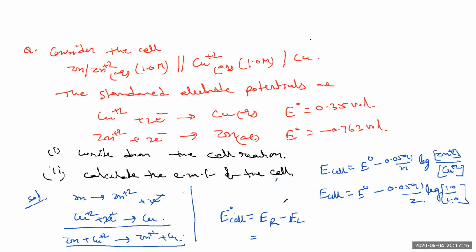Now what is the oxidation potential? Zinc. ER means reduction, and reduction means copper, that is 0.35, right? Copper. Zinc oxidation means minus; already one minus is there within the formula. So that minus of 0.763. By combining those two, or by adding, how much? 1.113 volts.